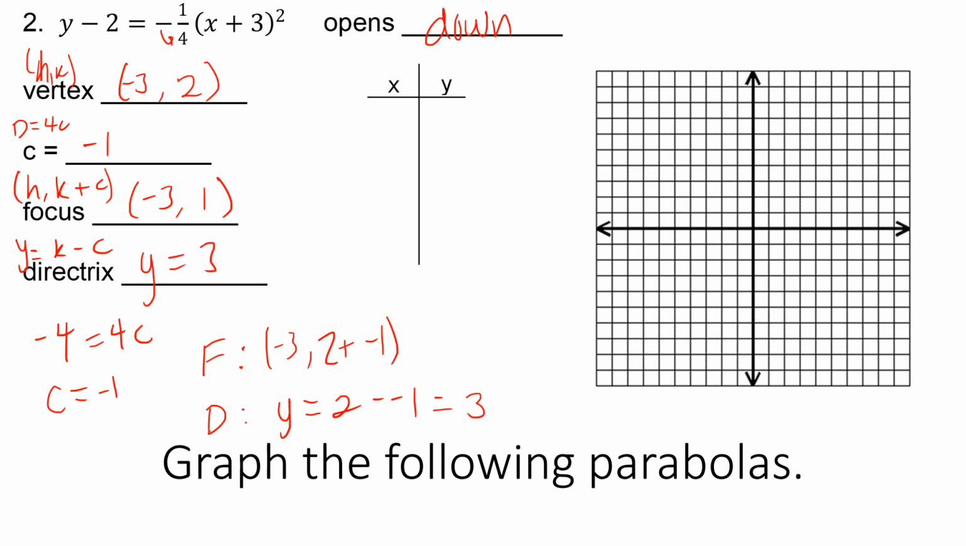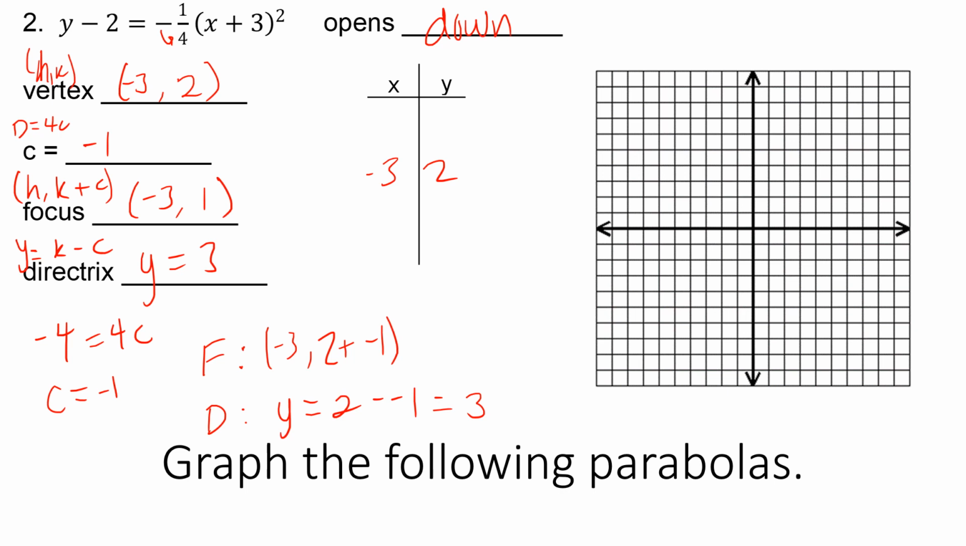So I'm going to come over here to my table, and I want to choose points to the left and right of my vertex. So my vertex is at negative 3, 2. Now, I have to be able to deal with 4, so thinking of numbers to plug in may not be as easy. The main thing is also you just want them to be equal distance apart, if possible.